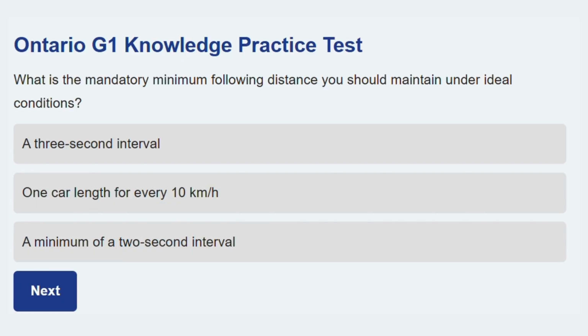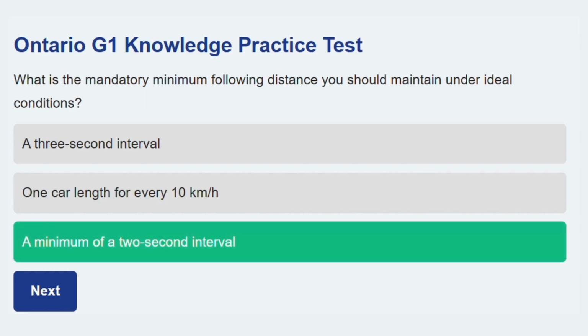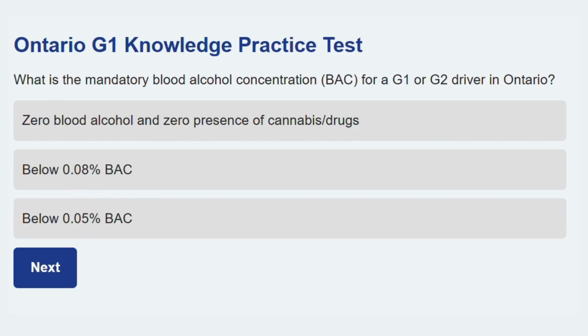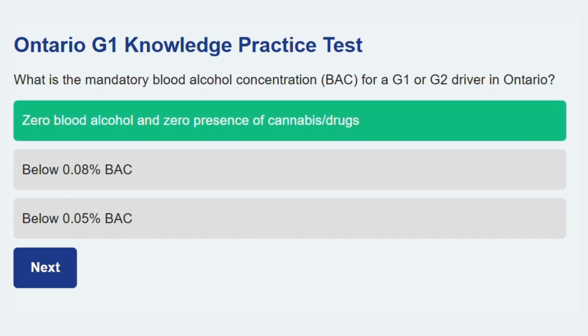What is the mandatory minimum following distance you should maintain under ideal conditions? A minimum of a 2-second interval. This interval gives you enough time to react and stop safely if the vehicle ahead stops suddenly. Let's continue. What is the mandatory blood alcohol concentration, BAC, for a G1 or G2 driver in Ontario? Zero blood alcohol and zero presence of cannabis/drugs. Ontario's Graduated Licensing System, GLS, enforces a strict zero tolerance policy for all novice drivers.